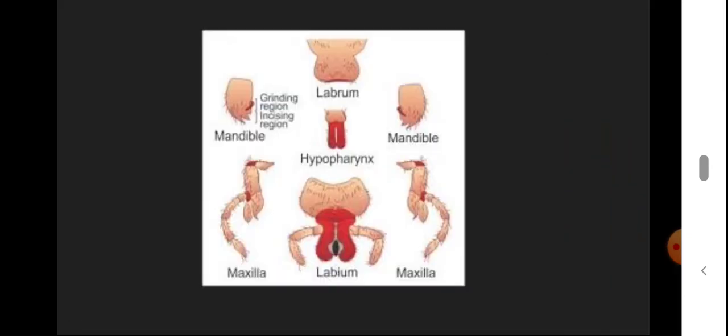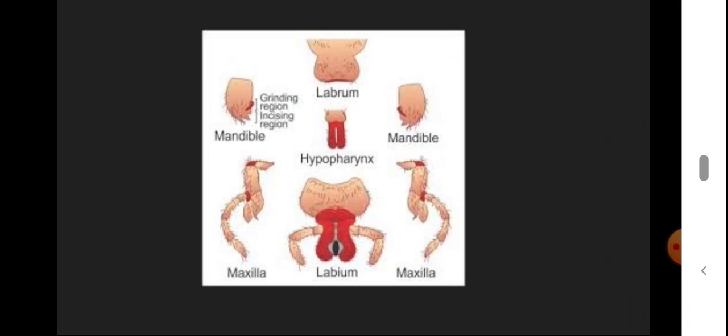So these are the different mouth parts of the cockroach: labrum, mandible, then maxilla, labium. There will be a pair of mandibles. Mandibles will be paired; that's why on the left side and right side mandible is shown. Labrum, hypopharynx and labium are not paired, they are single. Then maxilla is also paired. So both you should pluck and keep it on the slide and display it.